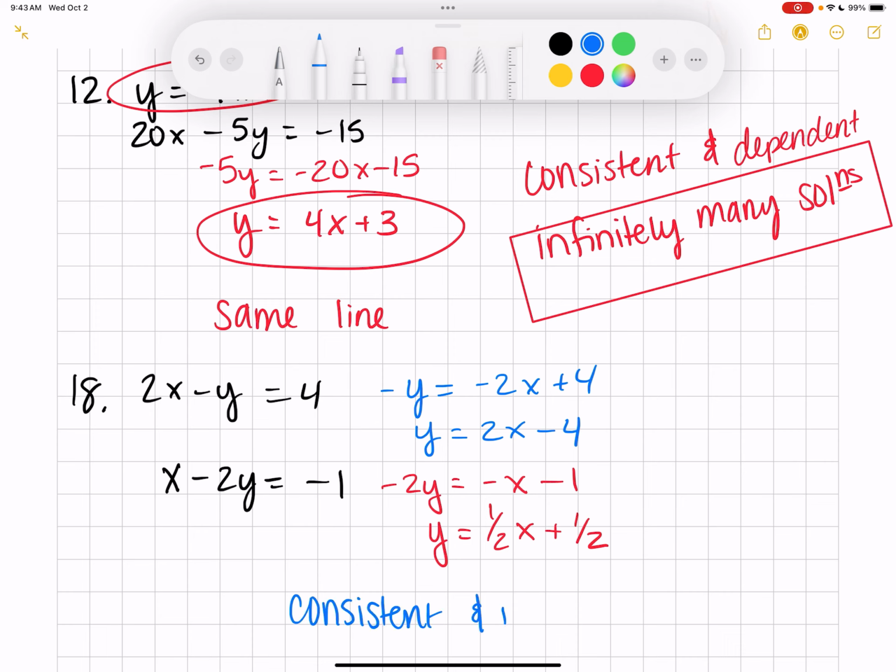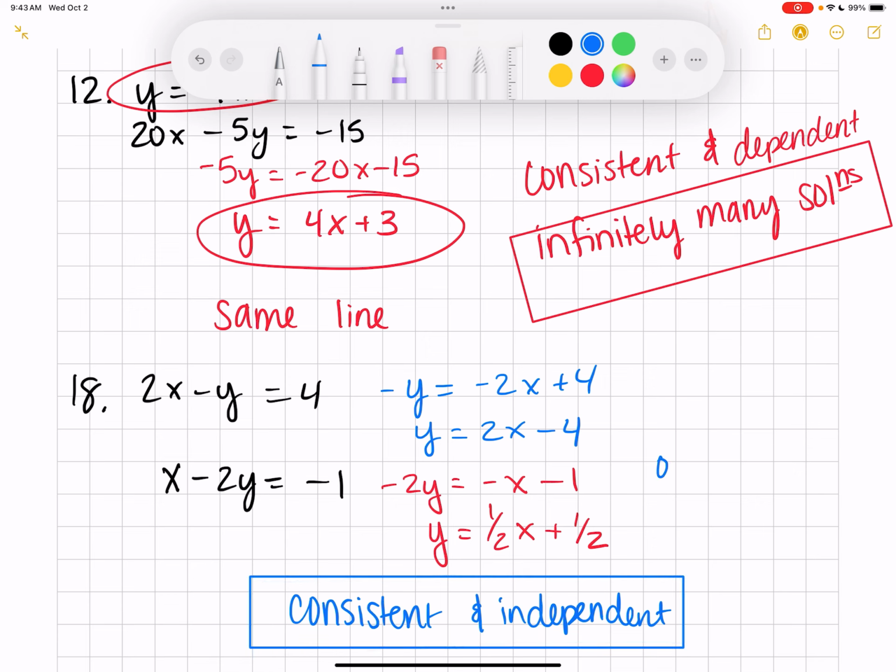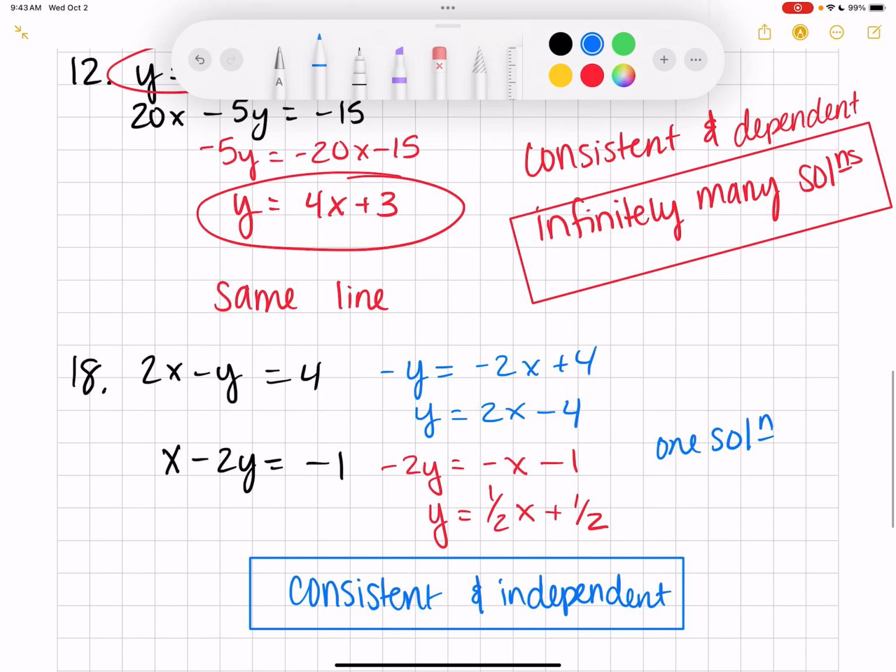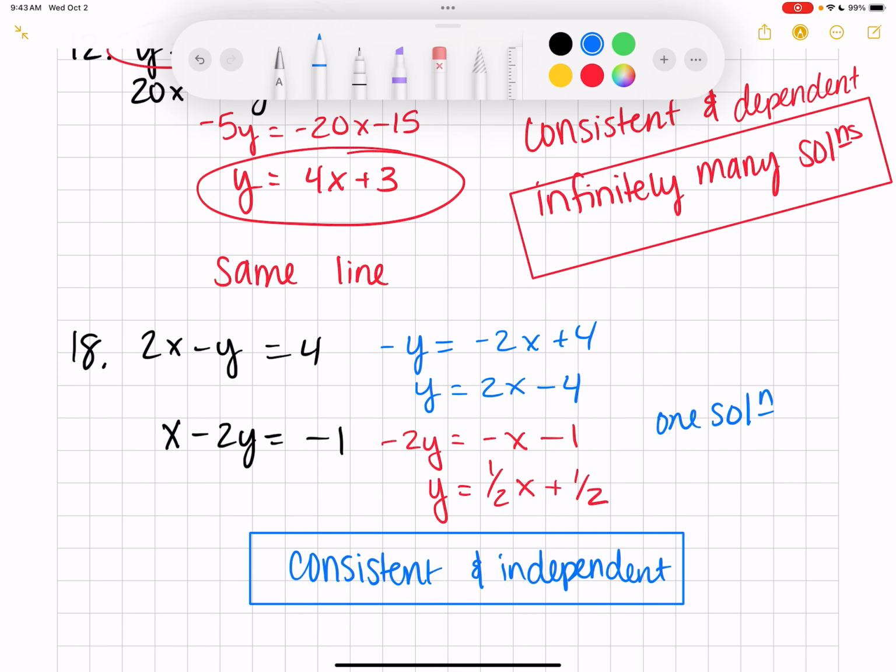So consistent is where it intersects, and then what makes it dependent? Dependent is the exact same line. But if it's not, it's independent. If you are an independent person, you like to do things by yourself. One solution. We just know the definition of the word independent. I hope by this point in your life you know what it means to be independent.